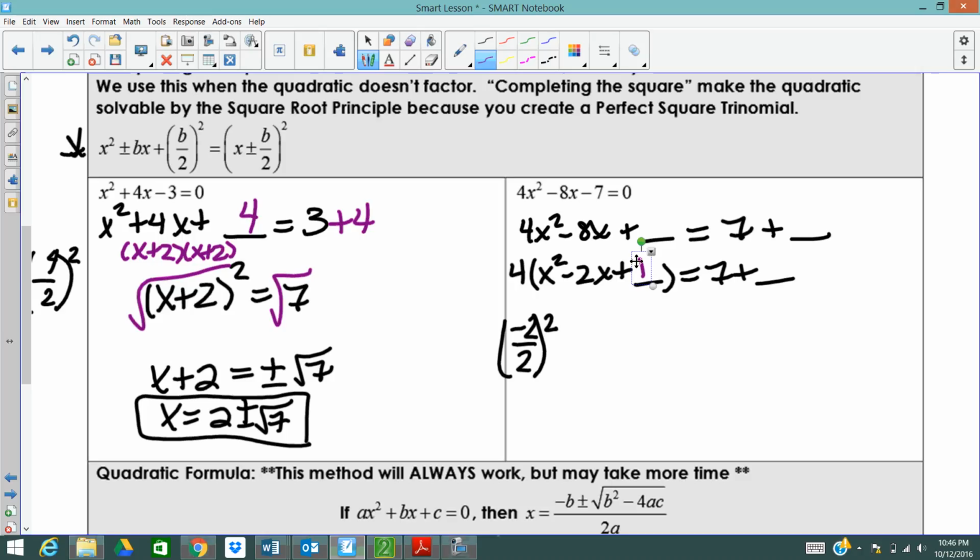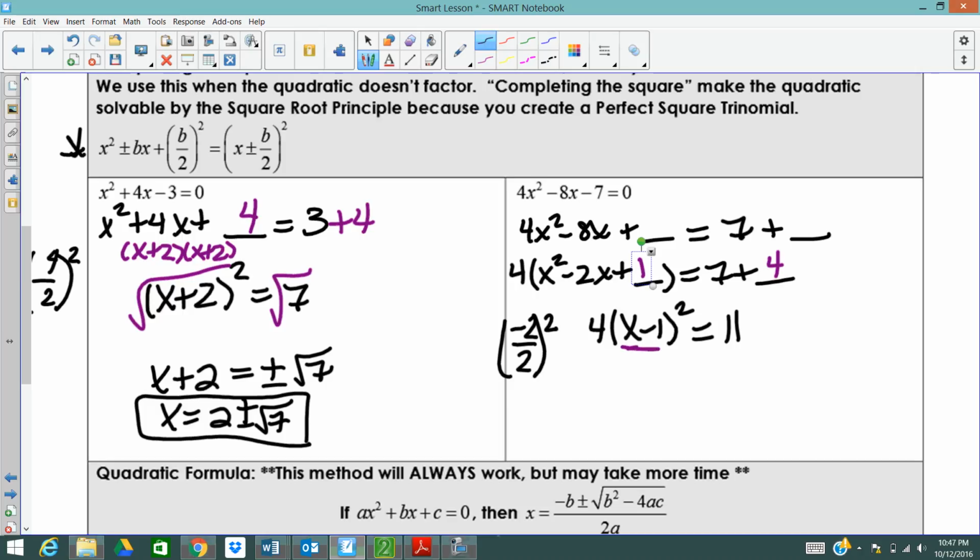But think about it. I'm not actually adding 1 because I factored out a 4. What I'm really adding is 4. So whenever you factor out a common factor, before you add that value to the right side to keep your equation balanced, make sure you multiply it back by that GCF to keep it equal. So now on the left side, I have 4 times the quantity x minus 1 squared equals 11. And again, that's why we do this, so we can get that nice perfect square trinomial.